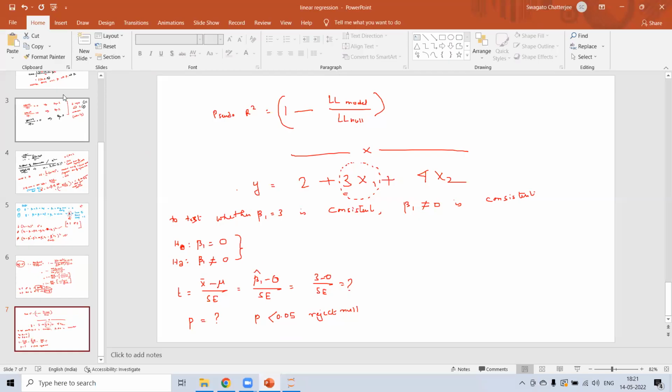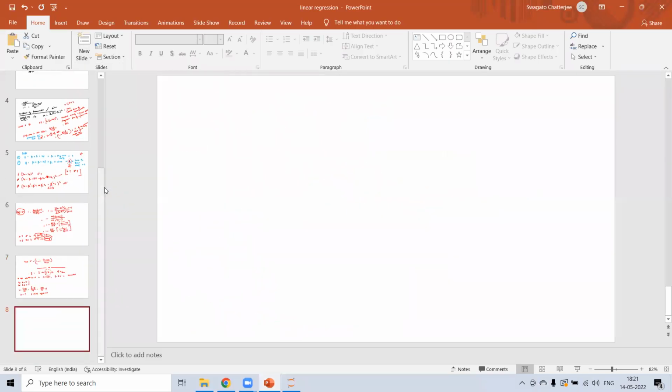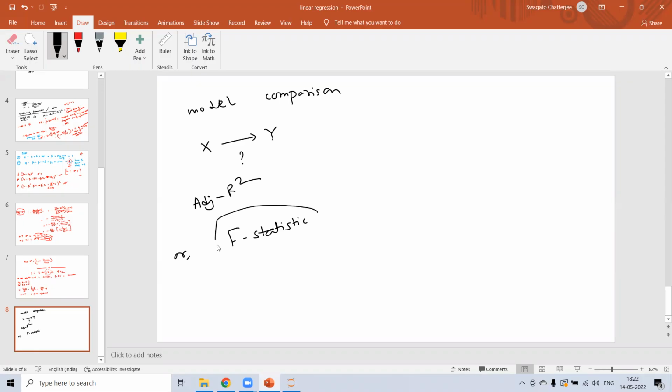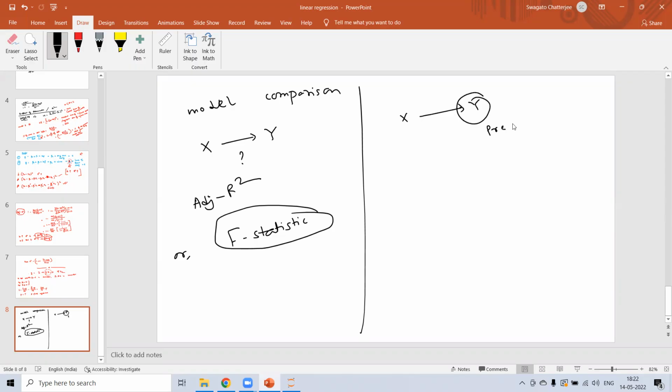Now if you have multiple models, there are two objectives that you can choose. One objective is to find out the relationship between X and Y. When your objective is to find out how X affects Y, you are doing model comparison, and then you can compare with adjusted R square, or you can compare with F statistic, whether one model's F statistic is higher than the other's.